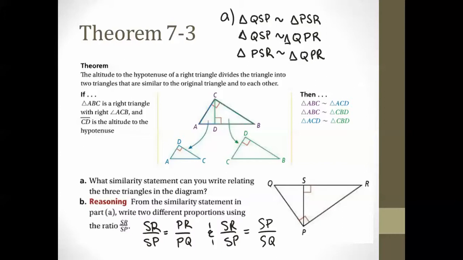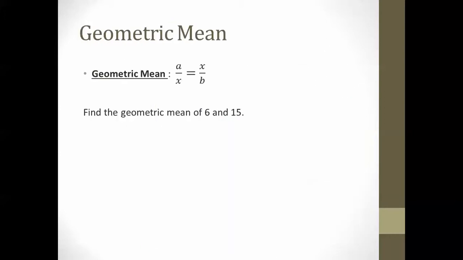So the long leg and the short leg of the big triangle are PR and PQ. So SR over SP equals PR over PQ. And SR over SP would equal the long leg SP over the short leg SQ of the small triangle.